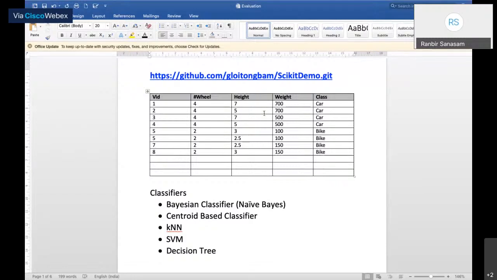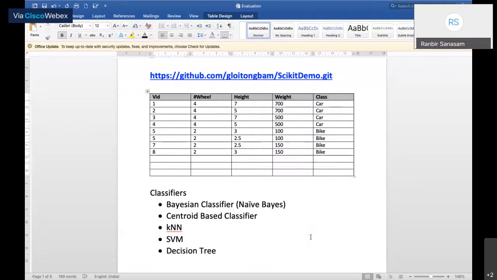The same vehicle example I'm taking, and the first column is the vehicle ID. The next three columns, wheels, height, weights, are the three features that I have used for defining my vehicle. And the last column is the class. There are two classes, one is car and another is bike. These are some arbitrary samples that I have created for using in this discussion.